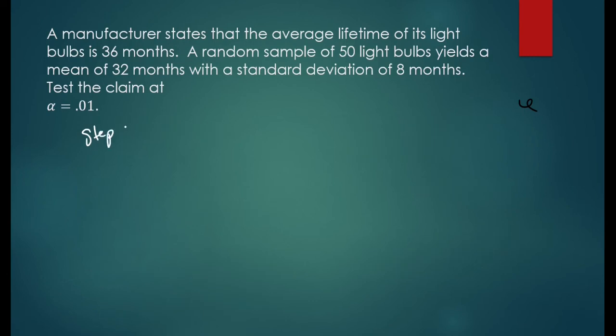In step 5, I am going to state our conclusion. I always ask, is the p-value less than alpha? Remember, the p-value was less than 0.001 and alpha is 0.01. So yes, the p-value is less than alpha.